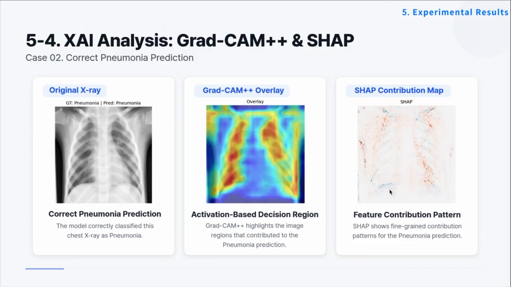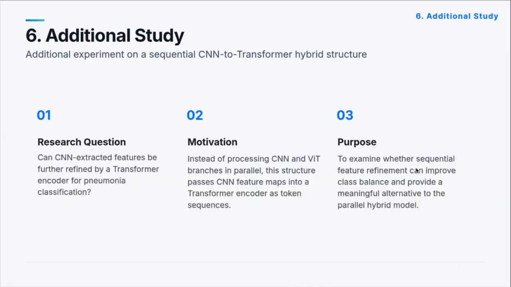This is a correctly classified pneumonia sample. Grad-CAM++ highlighted opacity and infiltration-related regions. In SHAP visualization, red regions contributed to the pneumonia prediction. This suggests that the model focused on abnormal lung patterns during prediction.